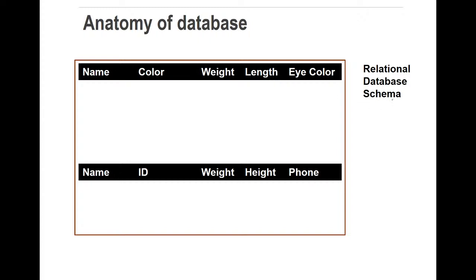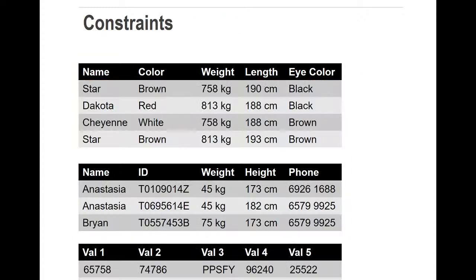Additionally, besides just looking at the schema, because the schema enforces a kind of constraint, what we call a structural constraint, if you want to insert something into the relational database satisfying a certain schema, you have to follow that particular structure. If you want to insert into this table, you have to have a name, color, weight, length, eye color. Sometimes you also want to enforce additional constraints, such as the domain or the data types.